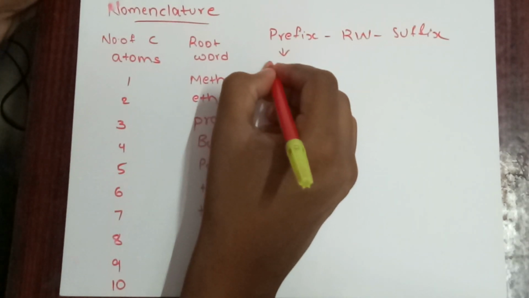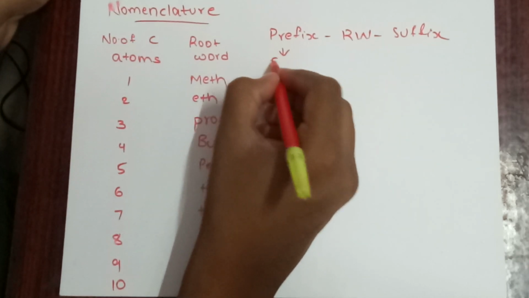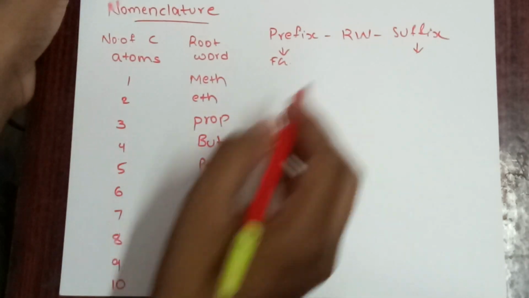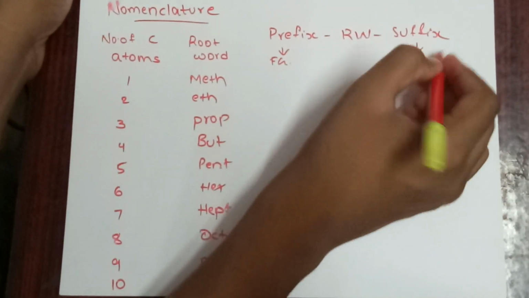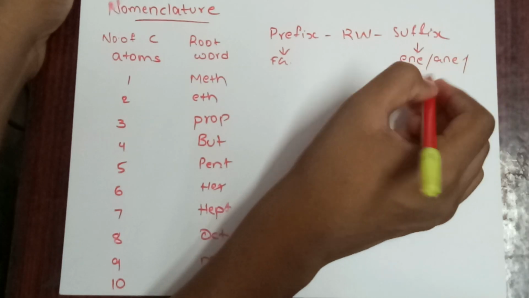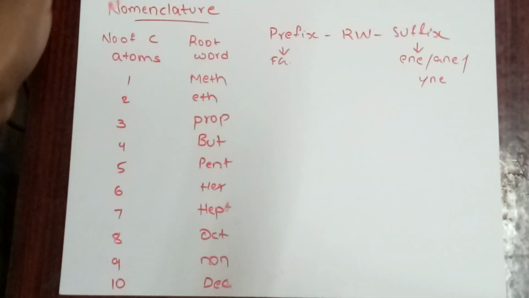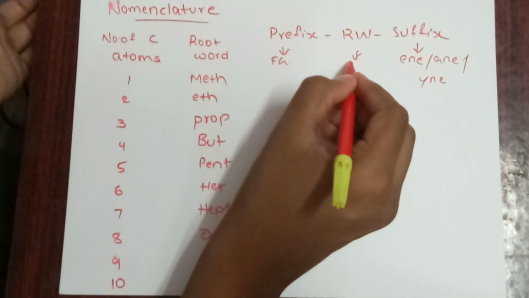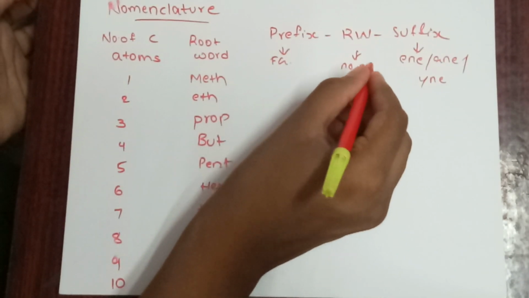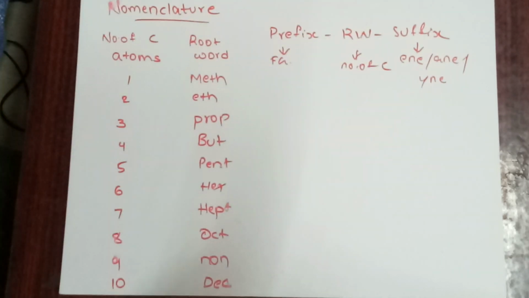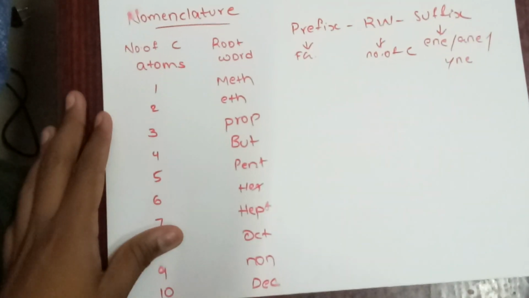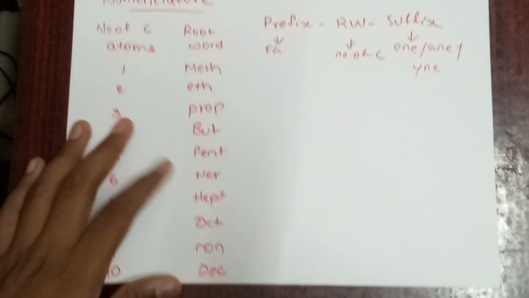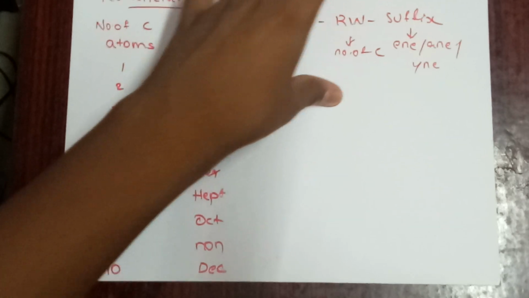Prefix is, yesterday I told you, functional groups, and suffix is an, ene or yne: alkane, alkene, alkyne. And root word is the number of C. C means carbon, number of carbon atoms. Okay, I hope you understand, and we'll do this with an example.